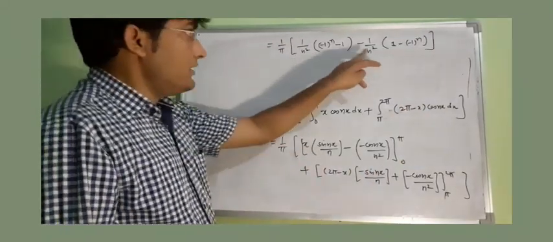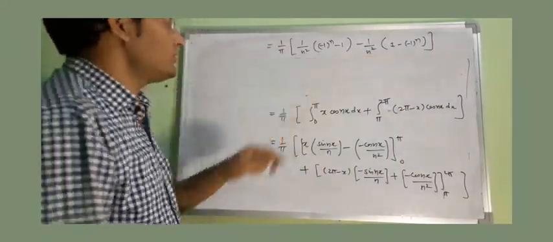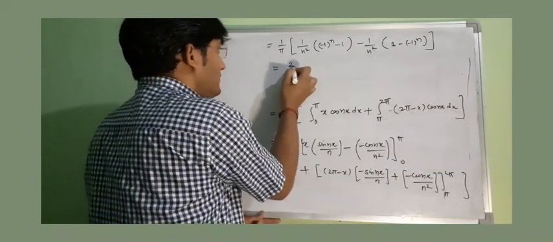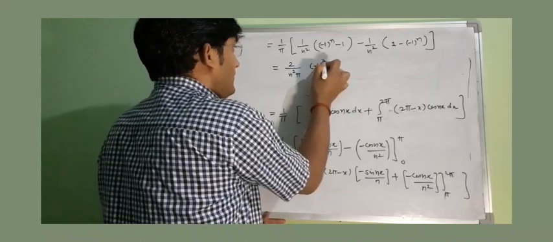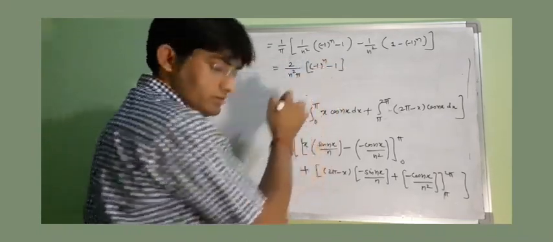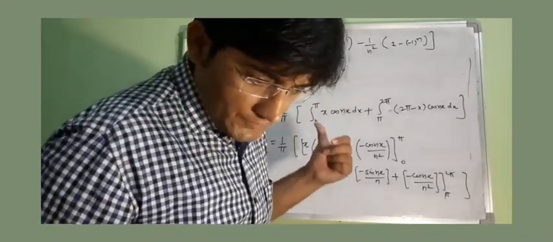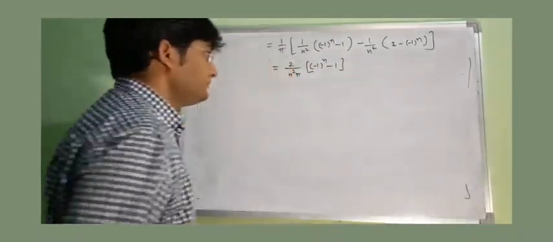So you can see that these two terms are equal to each other, so these two terms can be combined. So this is your 2 upon n square pi, and in the bracket we will have minus 1 to the power n minus 1. So let me check the answer, and this is okay. Now let us compute Bn.